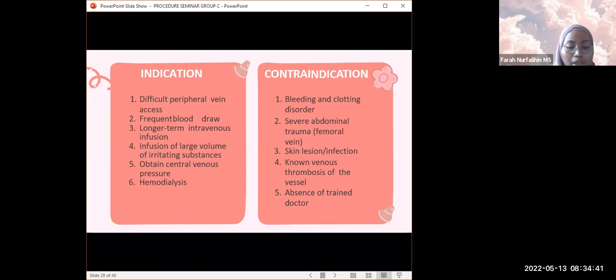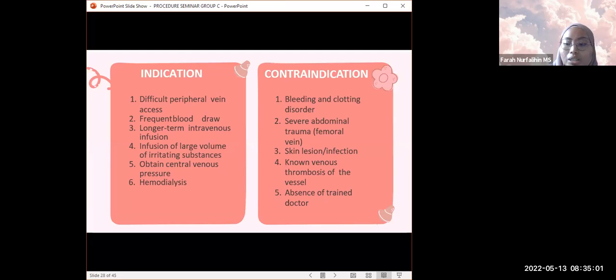But it is contraindicated in patients with bleeding and clotting disorders. Patients with severe abdominal trauma cannot use femoral vein incision. Patients with skin lesion or infection at the site of incision. Patients known to have venous thrombosis of the vessel, and also when there is an absence of a trained doctor to reduce the risk of complications.